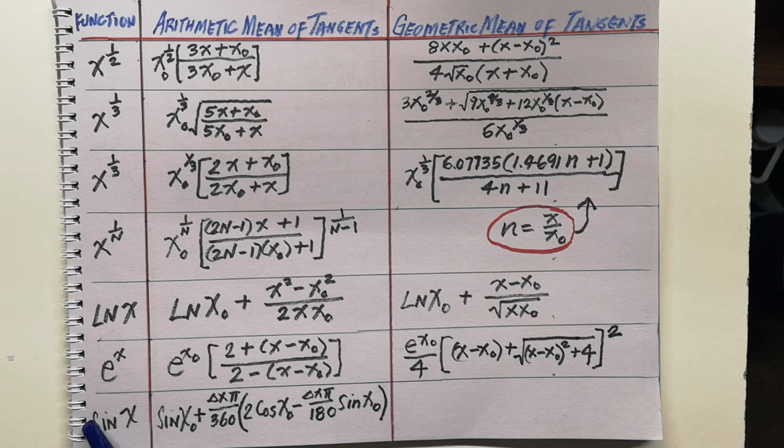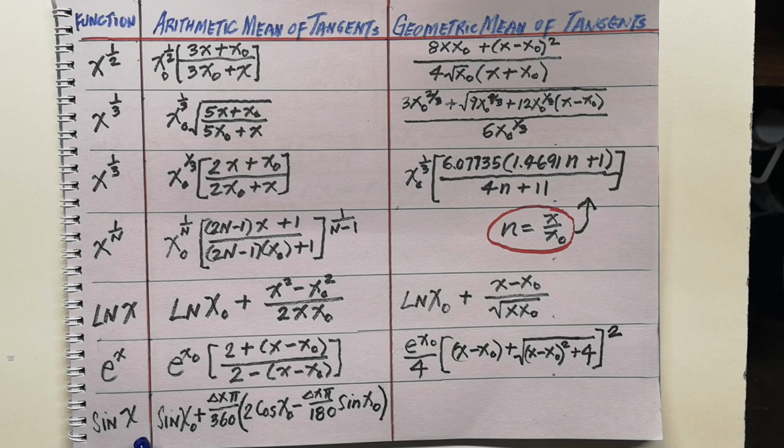And for sine of x, it is equal to sine of x sub 0, that's a known sine. You know, those sine degrees like 15, 30, 45, 60, 75, 90. Those are the x sub 0s. So it is equal to sine of x sub 0 plus delta x multiplied by pi divided by 360, multiplied by the quantity 2 cosine x sub 0 minus delta x pi over 180 sine of x sub 0. So this x sub 0 are all the values that you know.